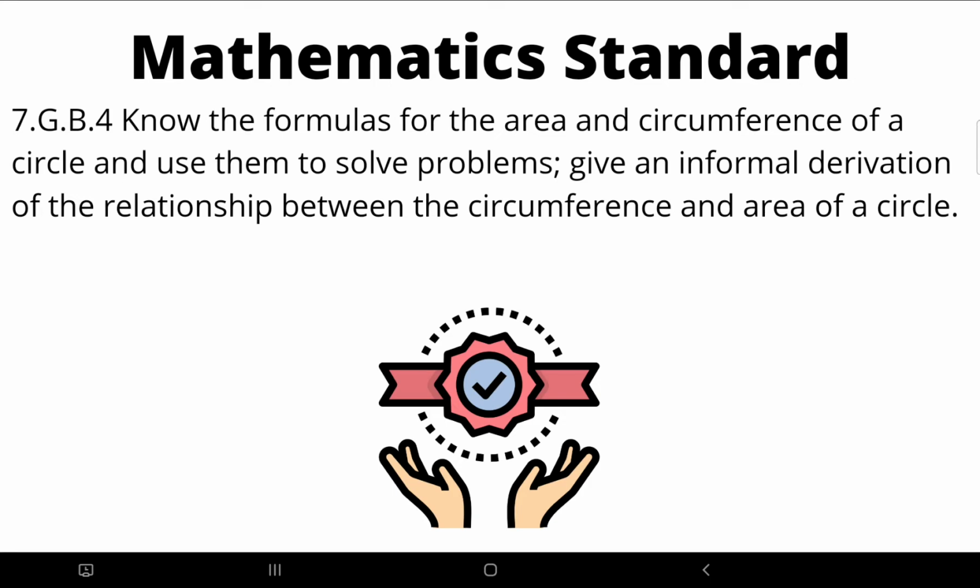Standard 7.G.B.4. Know the formulas for the area and circumference of a circle and use them to solve problems. Give an informal derivation of the relationship between the circumference and area of a circle.